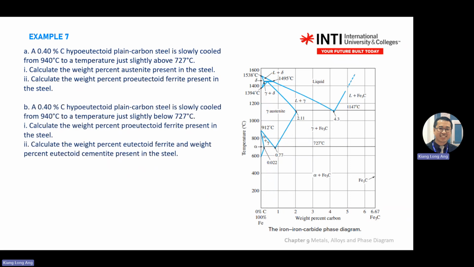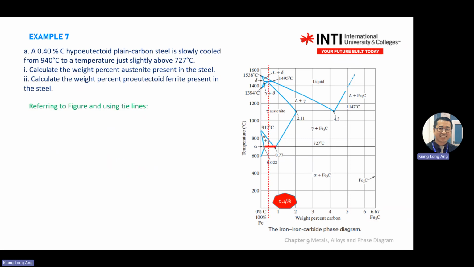Because the question asks you about the hypoeutectoid, use the same approach. So here you have three phases, here, here, and here. So here, if you drop down, you get 0.4. Then another one is 0.22. Stop at here. It asks you the hypo, which is about at the back.